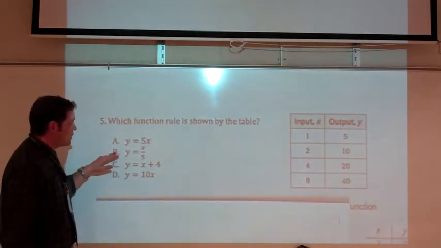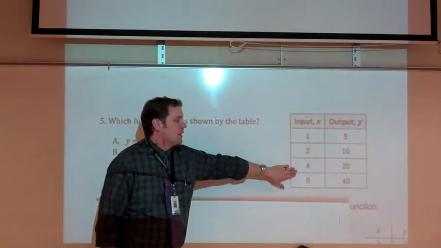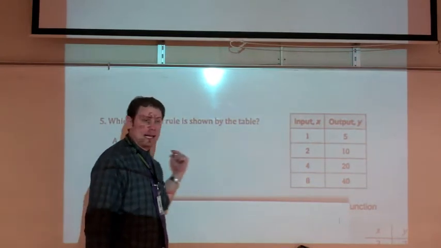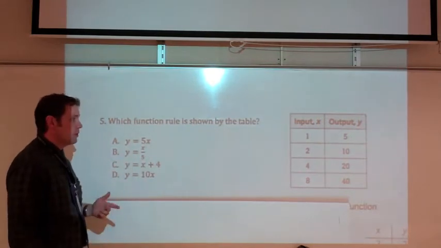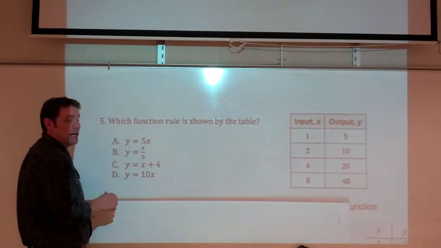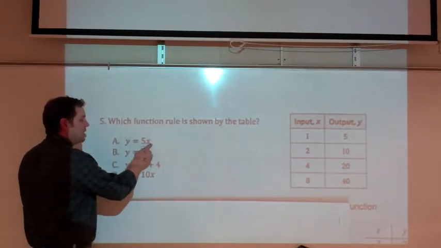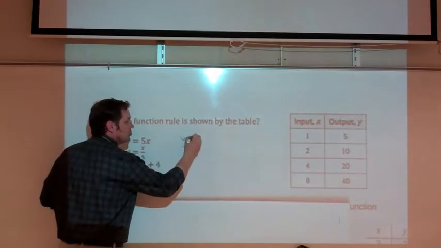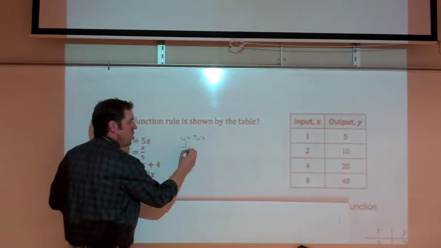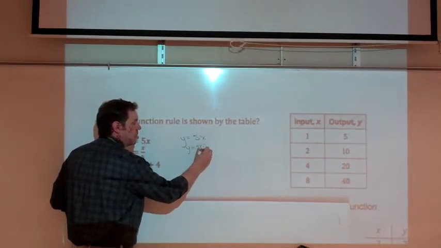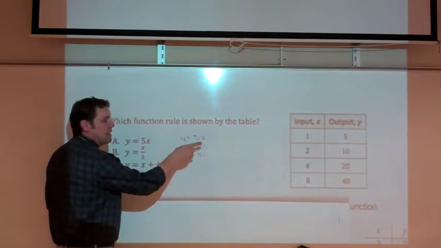So if these are all function rules, and these are all the input values, then each one of these should make an output if plugged in to one of these equations that match their output. For instance, if it's an input of 1, it must create a 5 as an output to be the function rule. So if I use this one, y equals 5x. If I use this function rule and I put in 1, so y equals 5 times 1, do I get y is equal to 5? Yes.